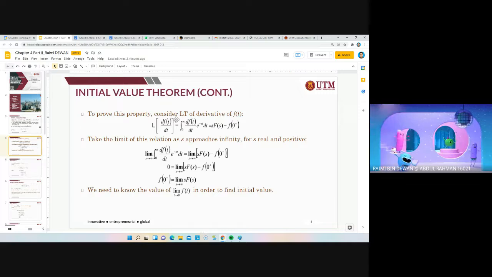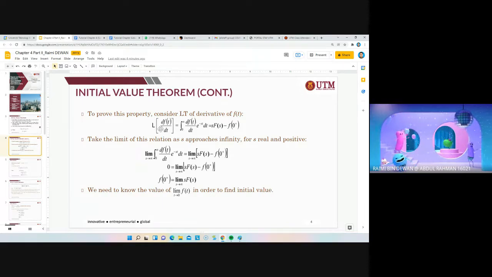To prove this property, consider the Laplace transform of the derivative of f(t). You can refer to your appendix as well. Sometimes we need to refer to the appendix. So you have the Laplace transform of the derivative, and you perform the transformation from 0 to infinity with e to the negative st.